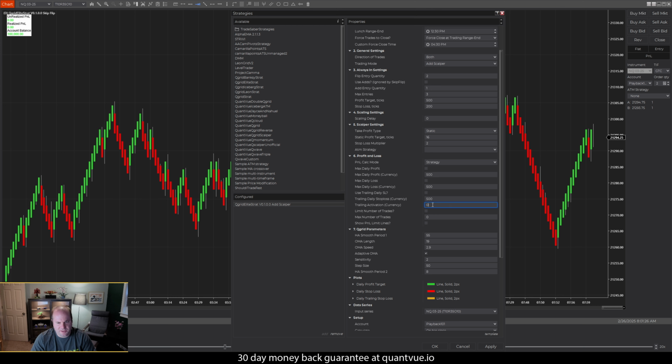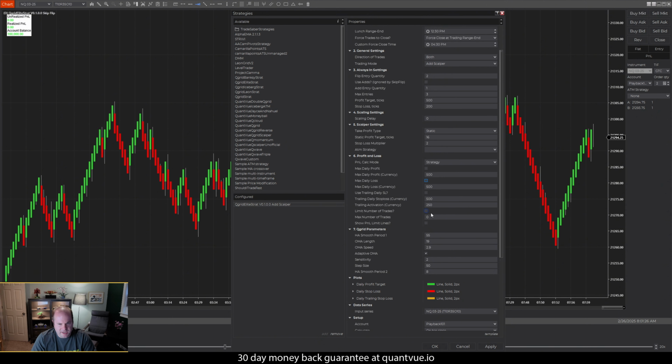Trailing activation, this just delays when this starts. So if you had it set to 250 and your maximum profit was at 249 for the day, it would not activate, and right now, we could lose an unlimited amount, or if we had this checked, we could lose up to $500 for the day. But once it hits that 250, then it activates and it will only allow you to lose this much. But we're not going to use that today.